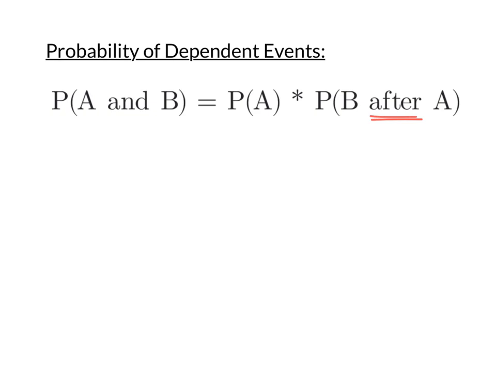We have to take that into account, like when you're taking cards out of a deck. Depending on what happened with the first card being taken out of the deck, there are now fewer cards in the deck. There may be fewer aces if that's what got dealt first, that sort of thing. So we always have to pay attention to that second event happening after the first one already occurred.